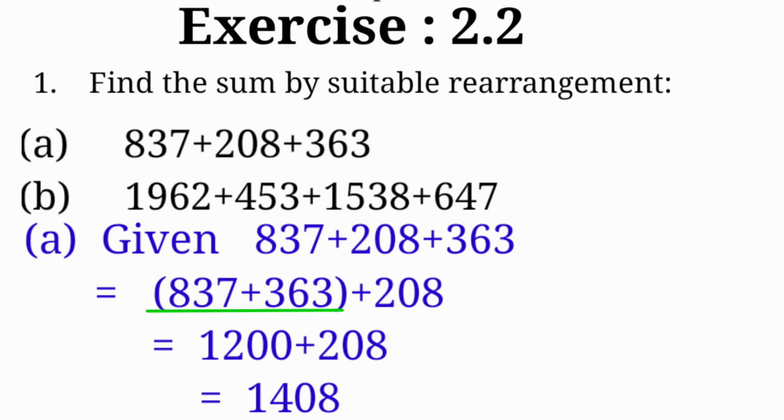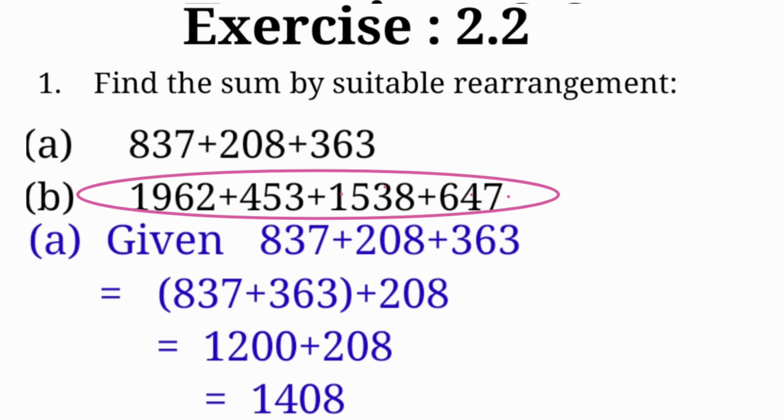Now the bracket we have to solve first, as I told you in our previous video. So 837 plus 363 will get 1200. Now this answer 1200 will be added with 208. The answer is 1408. So this will be the answer for the first part.